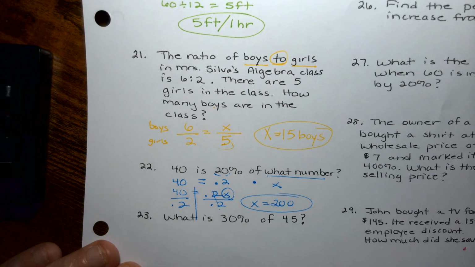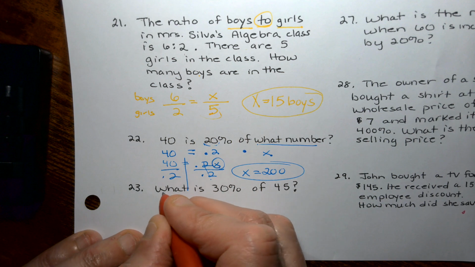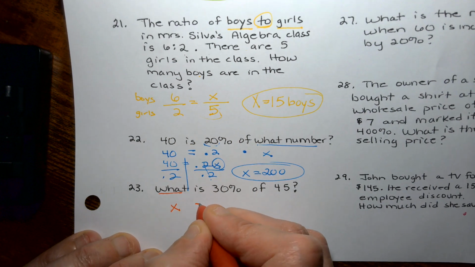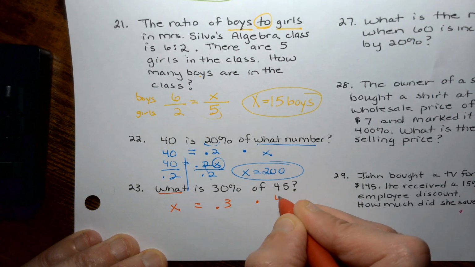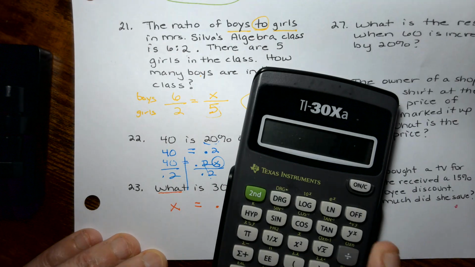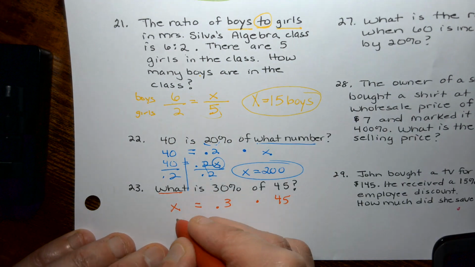All right, what is 30% of 45? So what, x, is 30% of, multiply, 45. So again, I'm going to take this and do 45 times 0.3, 13.5.